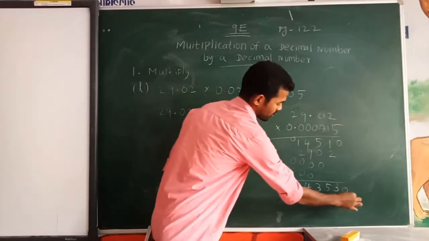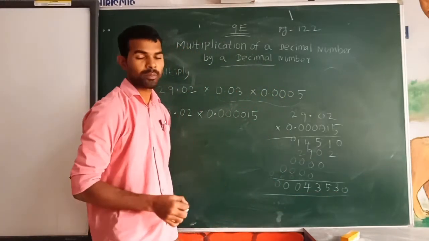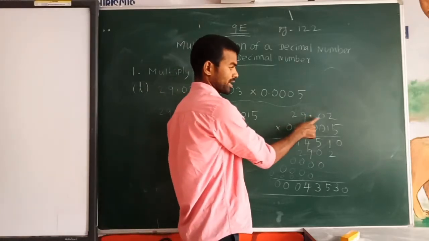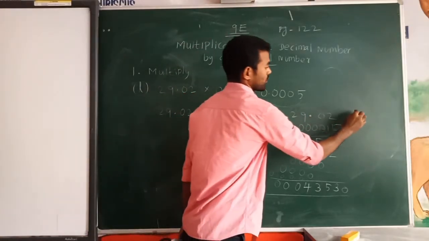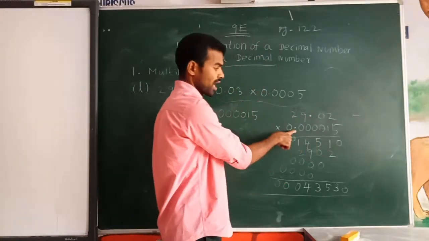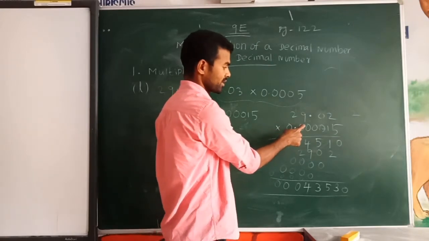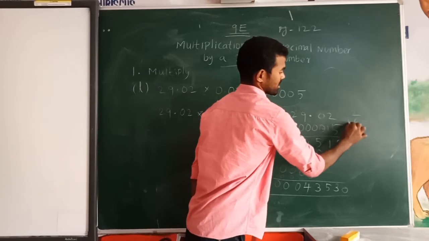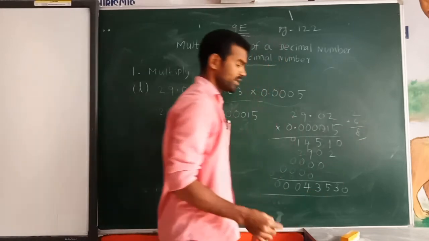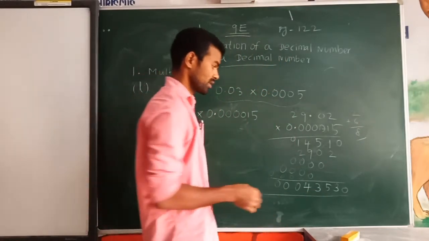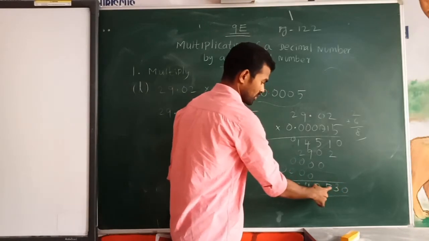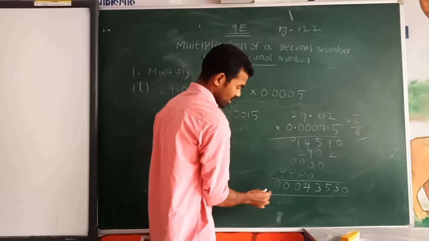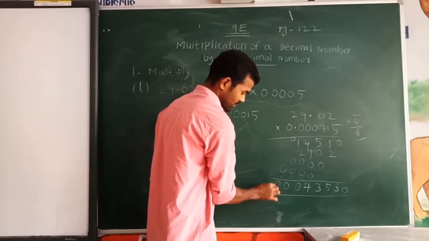Yes. Now where do we have to keep the point? After the point, how many decimal places here? 2. And here, after the point, how many decimal places? 1, 2, 3, 4, 5, 6. So total how much? 8. See, 8 decimal places: 1, 2, 3, 4, 5, 6, 7, 8.